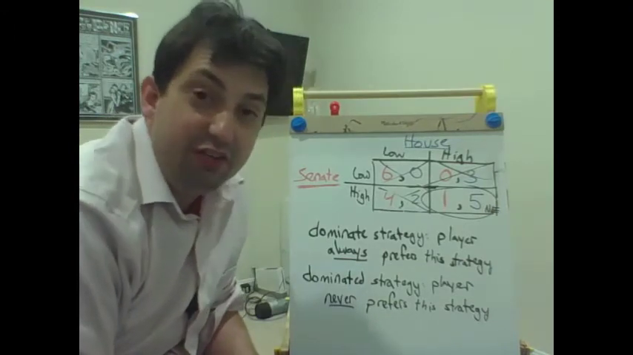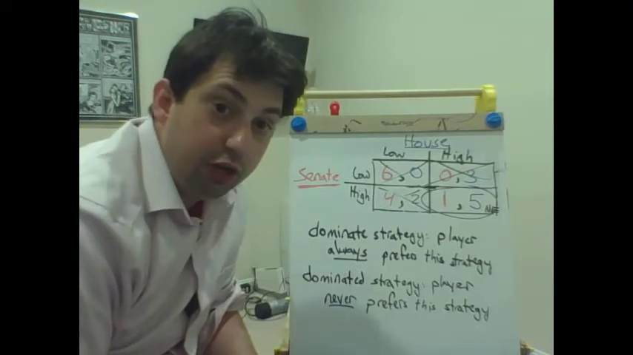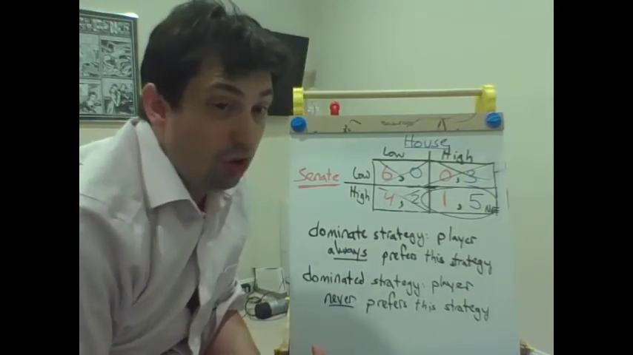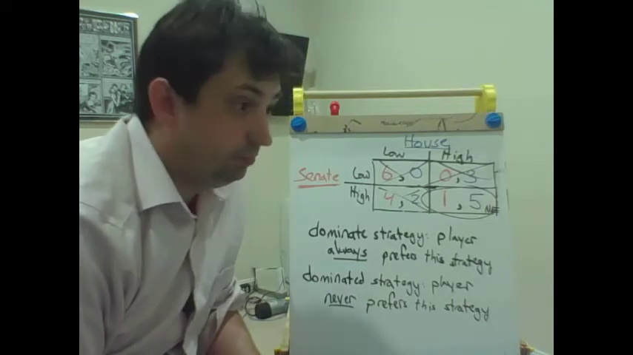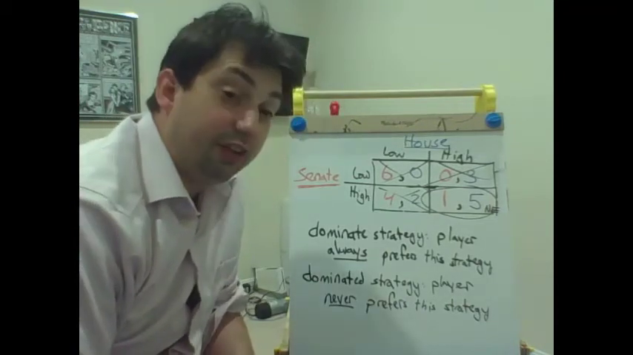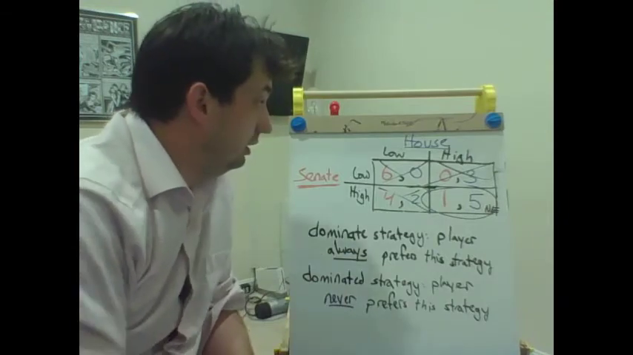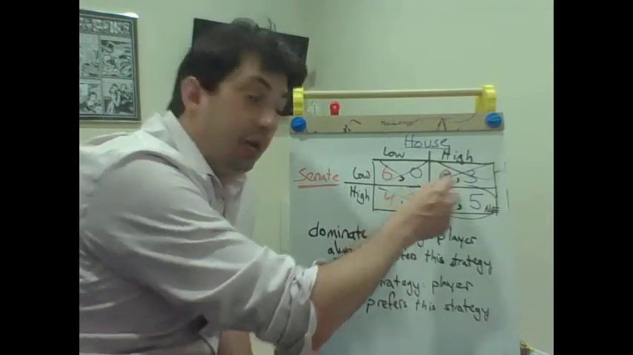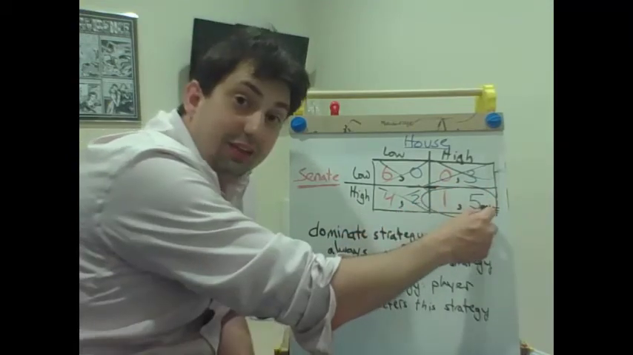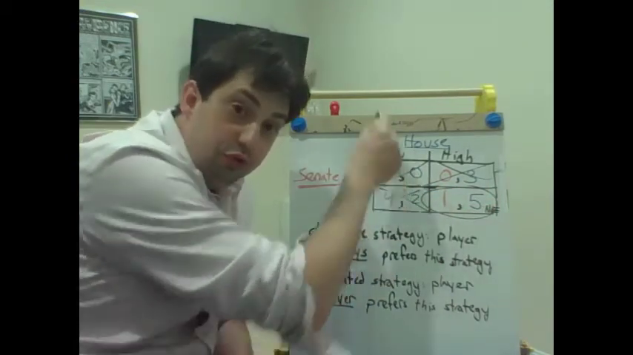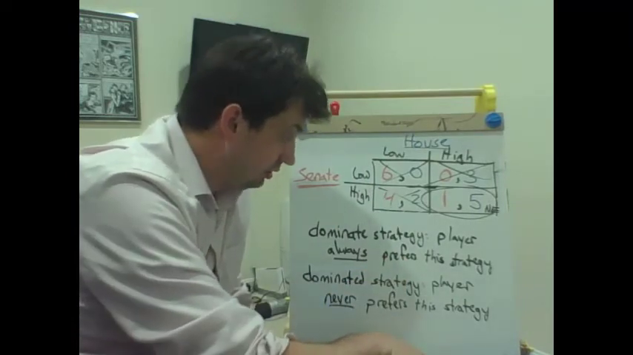Sometimes we talk in terms of it is dominated by a dominant strategy, or if there's a dominant strategy, then this strategy dominates all the other strategies, right? Because it's something the player will always want to do. In this example, the House never chooses low. 0 is less than 3. 2 is less than 5. It will never choose low. Low is a dominated strategy.